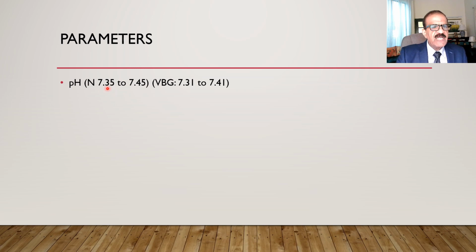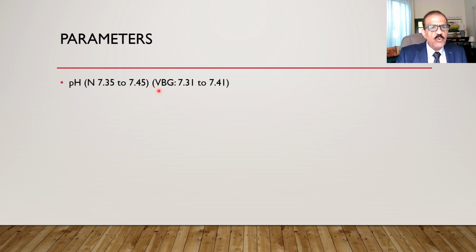So if it is less than 7.35, it is called acidosis, and if it is more than 7.45, it is called alkalosis. Now this is actually in clinical context, and if you go by chemistry, somebody who has 7.3 will still be alkalotic, because any pH more than 7 is alkaline. But anything below this physiological range is called acidosis.